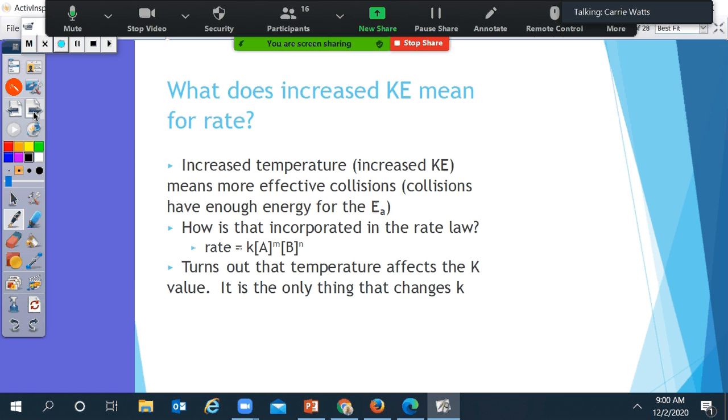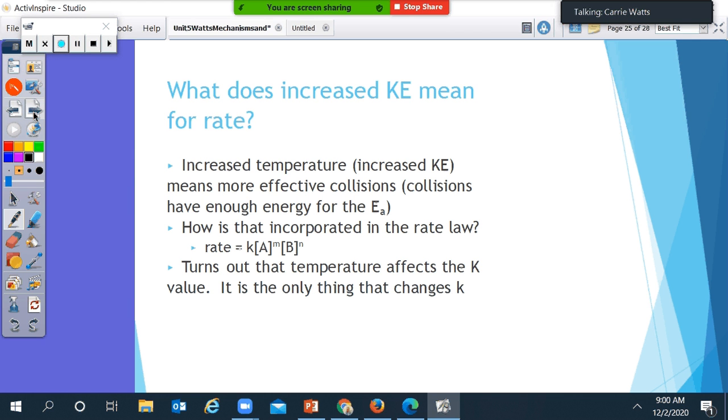So what does increased kinetic energy mean for rate? Increased temperature means increased kinetic energy, which means you have more effective collisions. More particles have that high energy. Incorporated into the rate law, well, there's a rate law right there. And it turns out that temperature affects k, the rate constant. It's the only thing that changes k. Only temperature, not concentration of anything. It's just temperature.